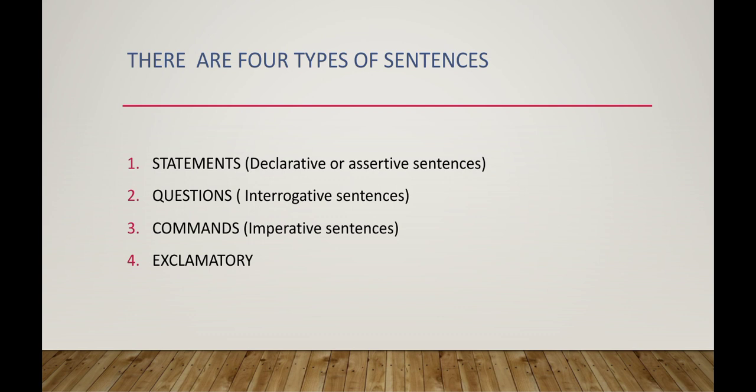So the first one is statement sentences. Statement sentences are also called declarative or assertive sentences. Declarative means a statement in the form of declaration, and assertive means having a clear opinion. Question sentences are also called interrogative sentences. Command sentences are also called imperative sentences. Imperative we can say like essential or urgent. Last one is exclamatory sentences. Let us talk about these sentences one by one.